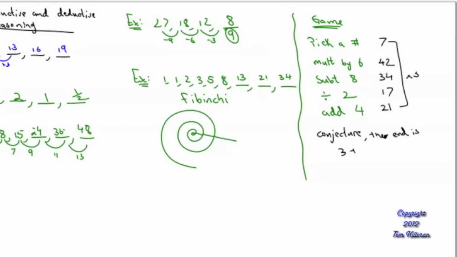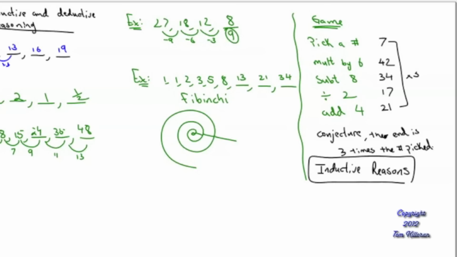The conjecture is, the end is 3 times the number picked. There's other ways of saying it, but as long as you get the message across that whatever you pick at the beginning times 3 gets you to the end. So this is what's called inductive reasoning. All of these patterns so far on this board fall into this category, especially my pattern that had 2 different answers. You inductively concluded that the last number should have been 9, and I figured out it should be 8. We came up with 2 different answers, and there's a big reason that this is called inductive reasoning.